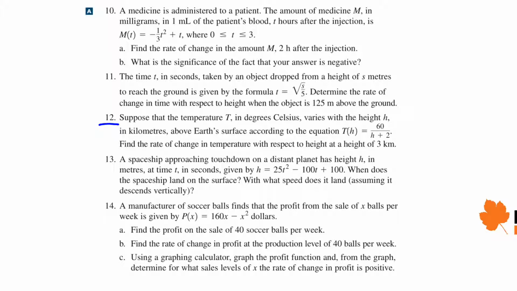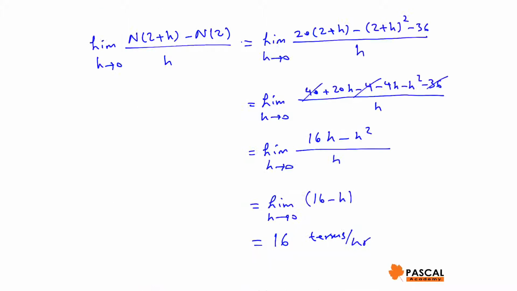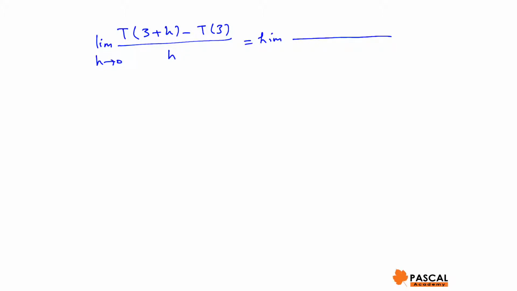To find the instantaneous rate of change, we have to calculate T(3 plus h) minus T(3) divided by h, limit as h approaches 0, which is the same as the limit of 60 over 5 plus h minus 60 over 5, divided by h as h approaches 0.